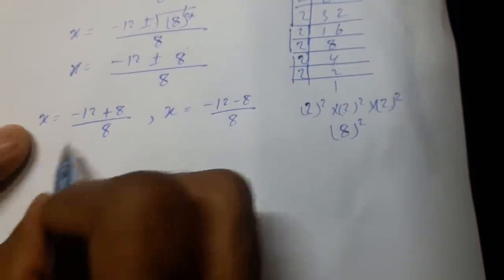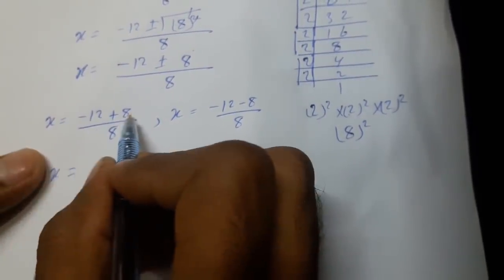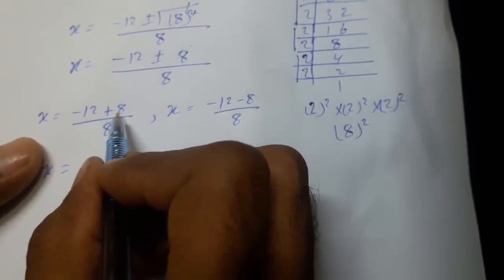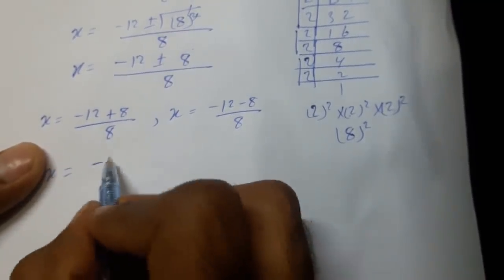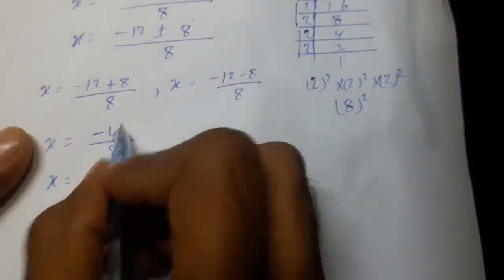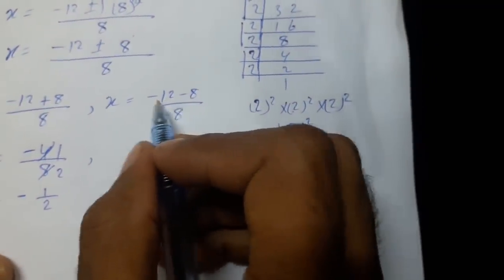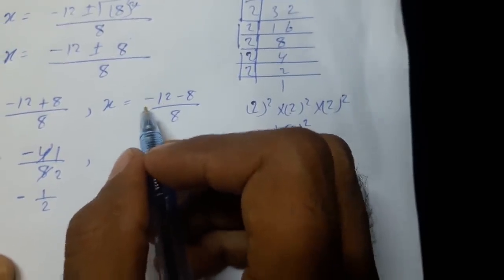Okay, so now we will solve equation 1. Equation 1 is x is equal to, this is plus 8, this is minus 12. Minus this one, because the value is bigger, the sign will be minus, and the sign will be that of the bigger value. So minus 12 plus 8 will be minus 4 divided by 8. Okay, and then further 4 ones are 4 and 4 twos are 8, so the answer will be minus 1 divided by 2.